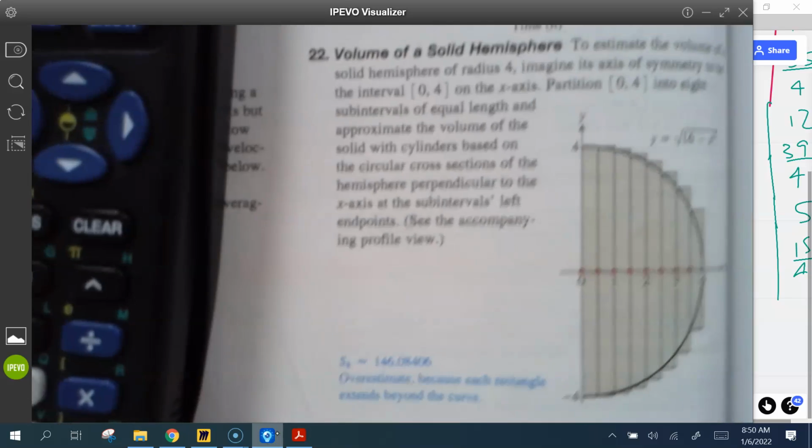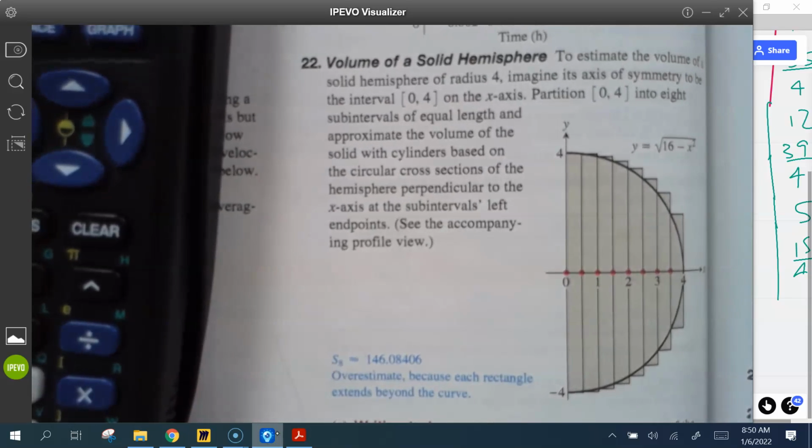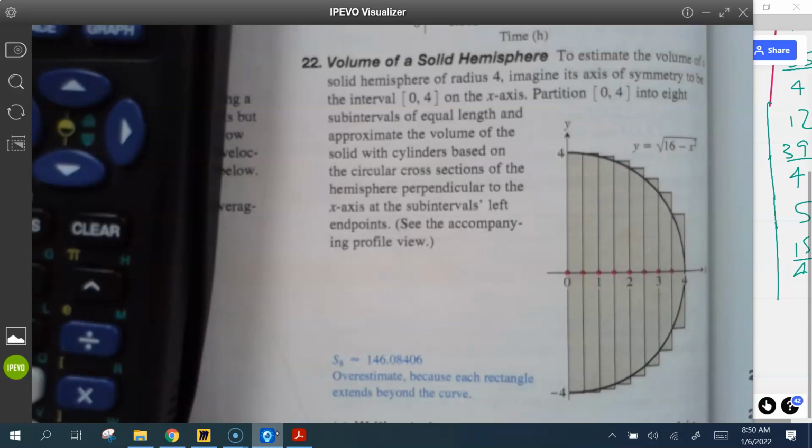Look back at this. Why were we doing pi r squared? We were finding the volume of the cross sections of each. Now we're going to compare that answer to the volume of the entire sphere, which is a whole circle.